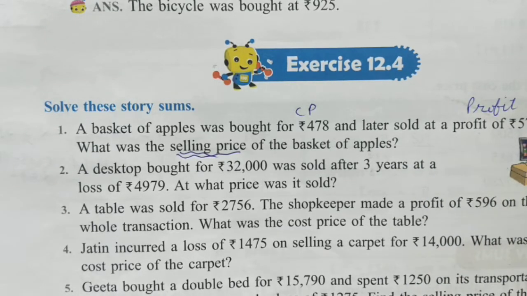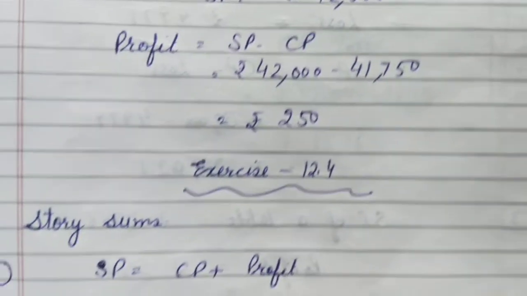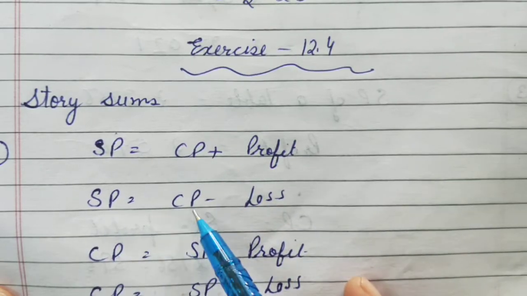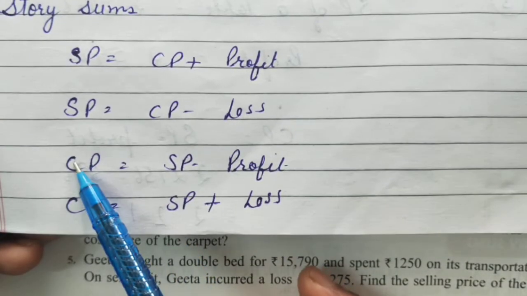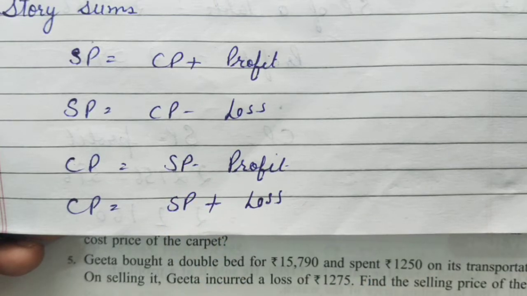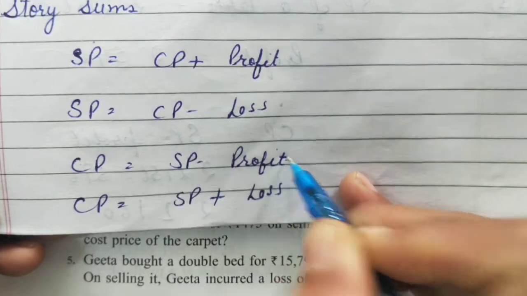In previous exercise you learned the formulas. Let's have a quick revision. SP is equal to CP plus profit. SP is equal to CP minus loss. If you have to find out CP, formula is SP minus profit. If loss is given, formula is CP is equal to SP plus loss.